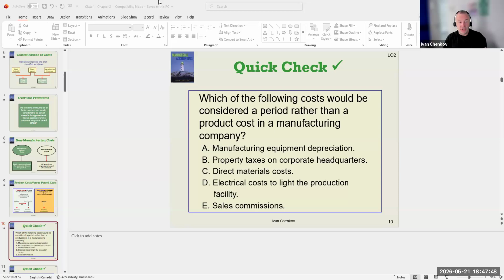Manufacturing equipment depreciation. What kind of cost is that? Product cost or period cost? What do you think? Product cost. On the product cost, direct material, direct labor, manufacturing overhead. Which cost is that?